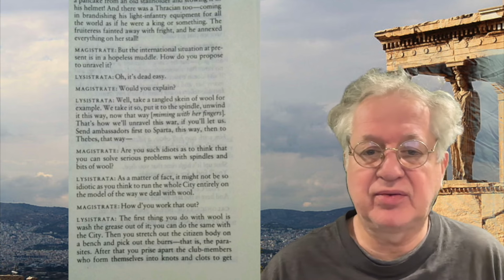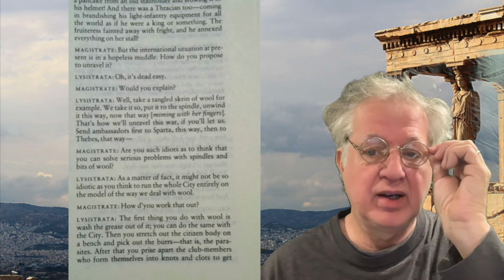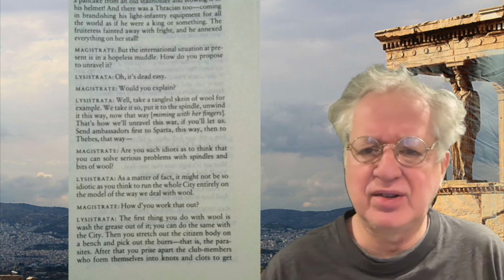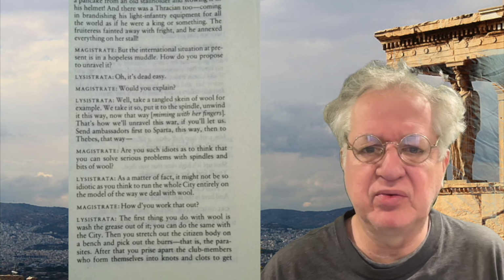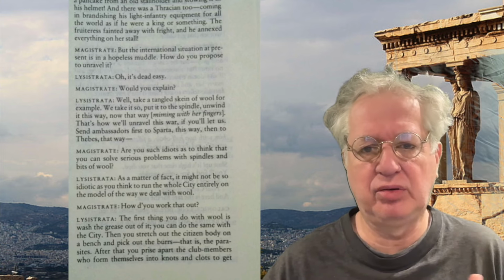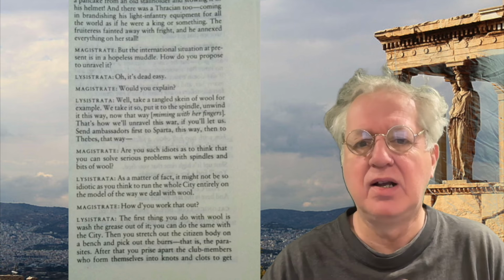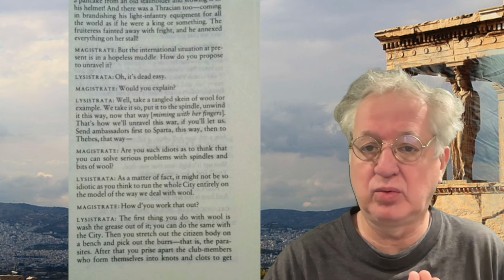Send ambassadors first to Sparta, this way, then to Thebes, that way." And he says, "Are you such idiots as to think that you can solve serious problems with spindles and bits of wool?" Notice, by the way, how Lysistrata has chosen for her metaphor something that women would be familiar with doing.